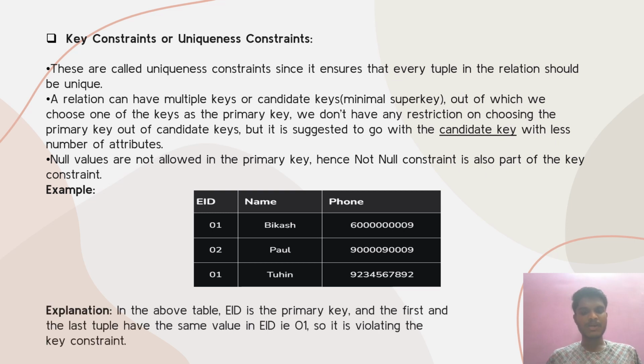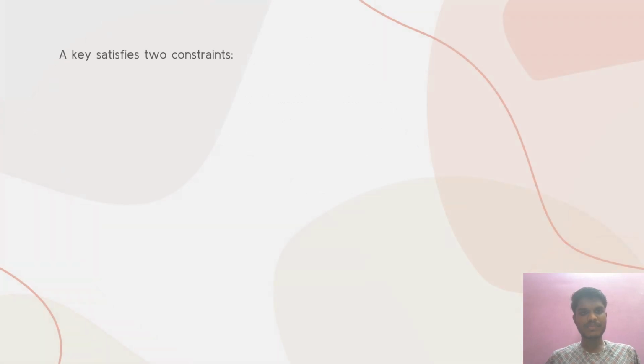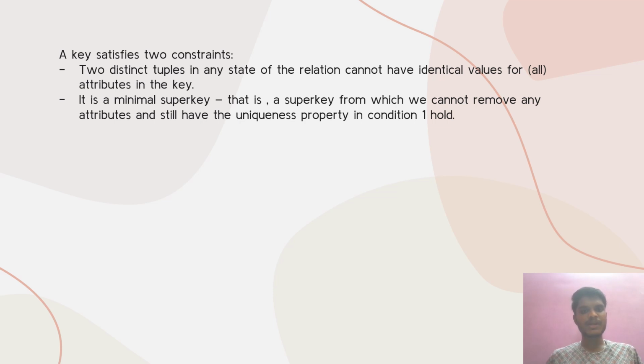Example, in the above table, EID is the primary key and the first and the last tuple have the same value in the EID column, that is 0, 1, so it is violating the key constraint. Next, a key satisfies two constraints. Two distinct tuples in any state of the relation cannot have identical values for attributes in the key. Then it is a minimal superkey, that is, a superkey from which we cannot remove any attributes and still have the uniqueness property in condition 1 to hold.